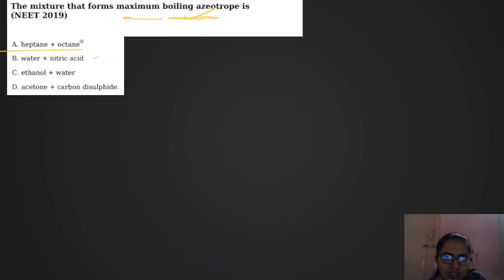So heptane and octane is ideal. Water and nitric acid is going to be the answer over here. Yes, it is maximum boiling azeotrope. Ethanol and water is minimum boiling. It shows positive deviation also. And this is also a minimum boiling azeotrope. So maximum boiling, B is the correct answer.